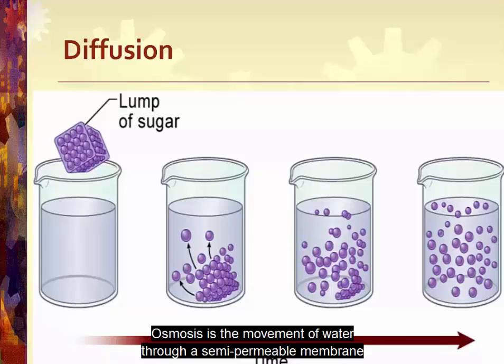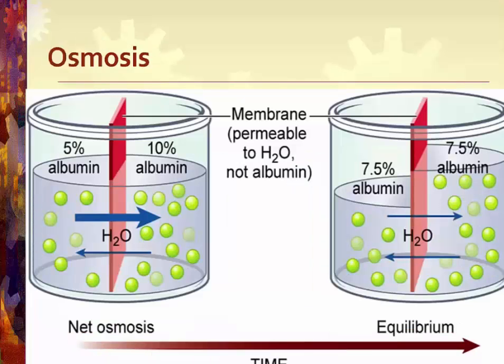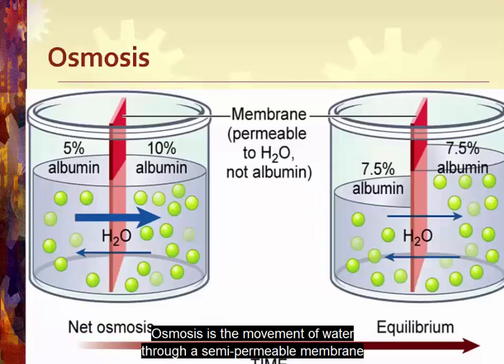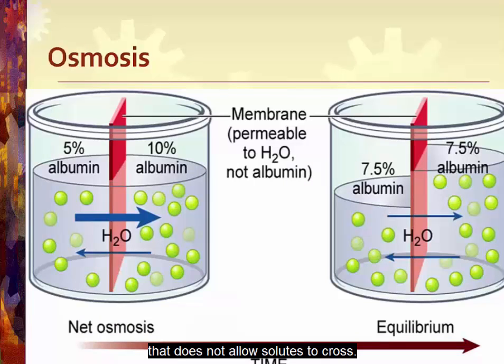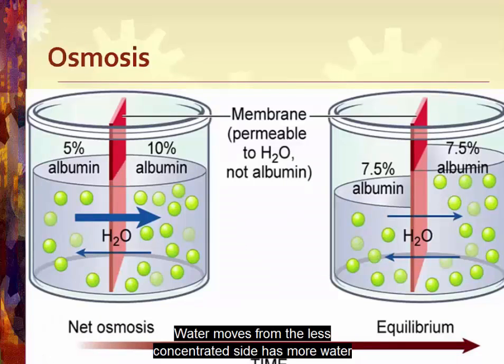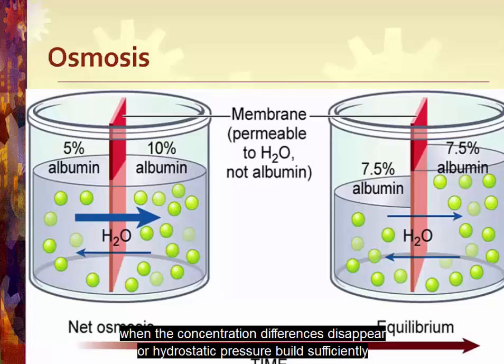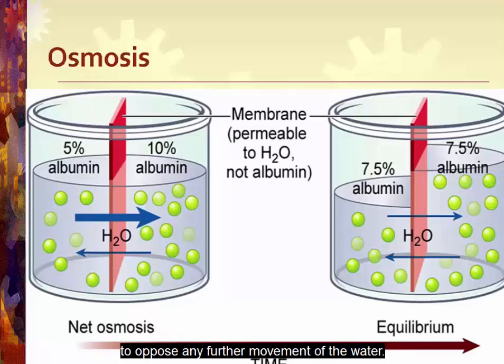Osmosis is the movement of water through a semi-permeable membrane that does not allow solutes to cross. Water moves from the less concentrated side, which has more water, to the more concentrated side, which has less water. It requires no energy, and the water movement stops when the concentration differences disappear or hydrostatic pressure builds sufficiently to oppose any further movement of the water.